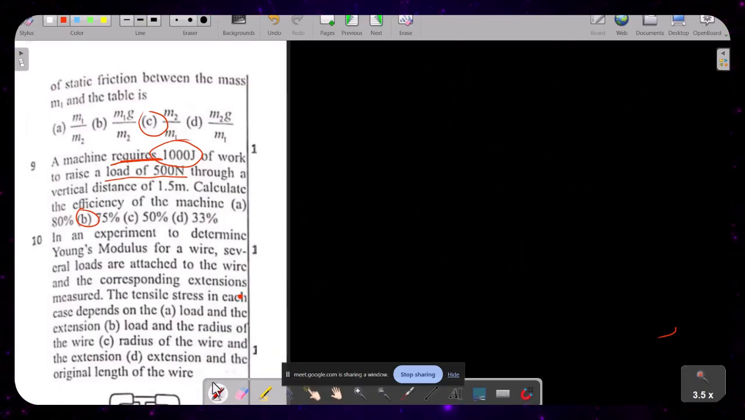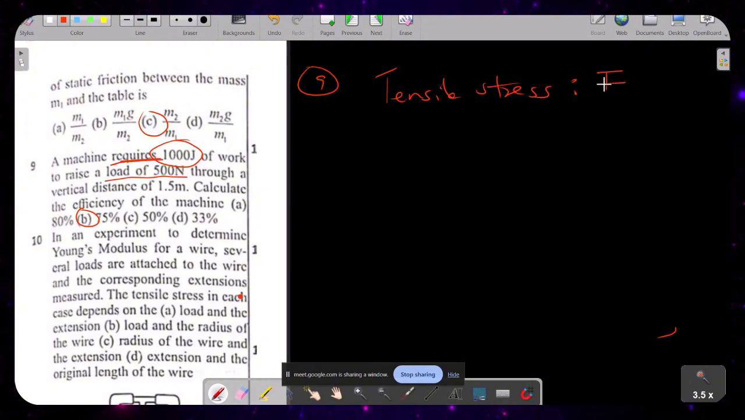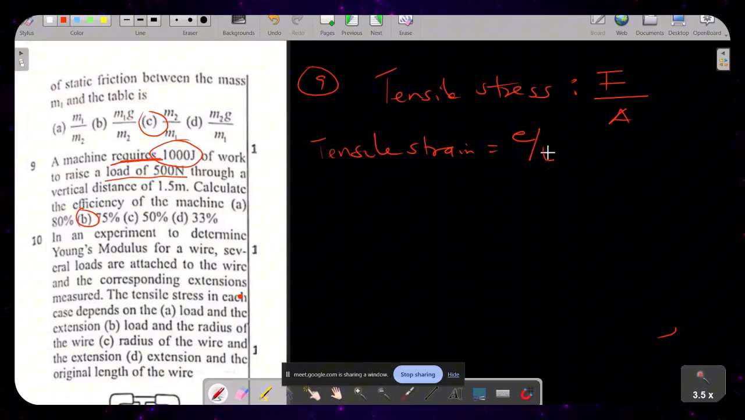So we say that the tensile stress depends on what? First of all, what is tensile stress? Tensile stress is given as force over area, whereas tensile strain is given as extension over your length. So this is for your strain. So for your tensile stress, what do we have here now? Force over area.